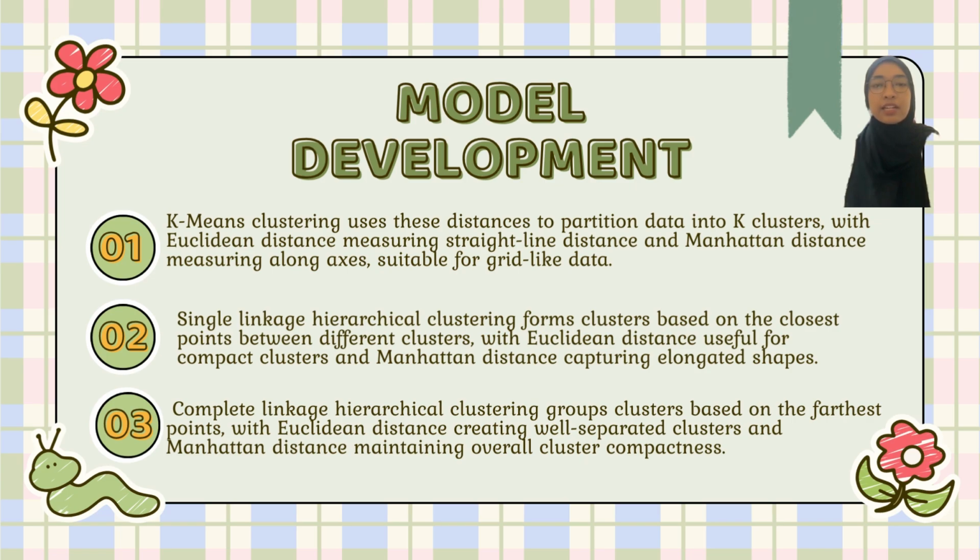Single linkage hierarchical clustering forms clusters based on the closest point between different clusters, with Euclidean distance useful for compact clusters and Manhattan distance capturing elongated shapes. Complete linkage hierarchical clustering groups clusters based on the farthest point, with Euclidean distance creating well-separated clusters and Manhattan distance maintaining overall cluster compactness. These methods, combined with distance measures, provide flexibility for various data types and clustering needs.